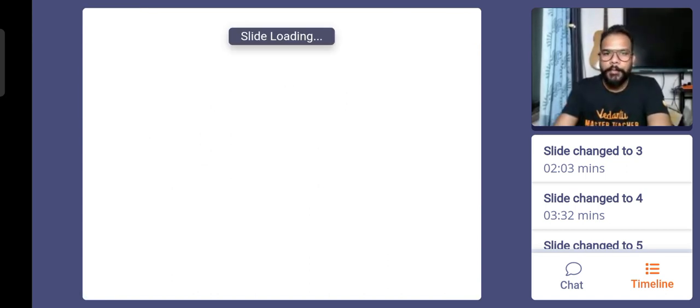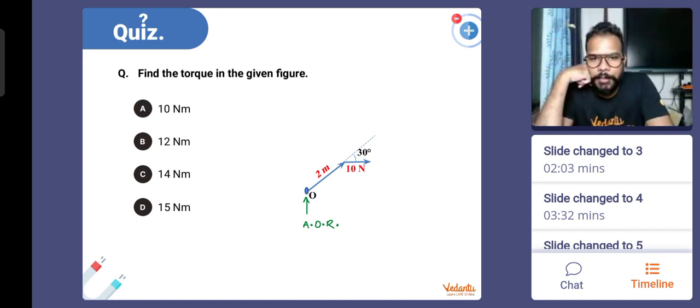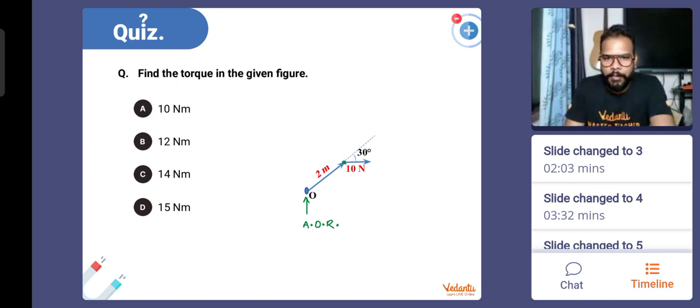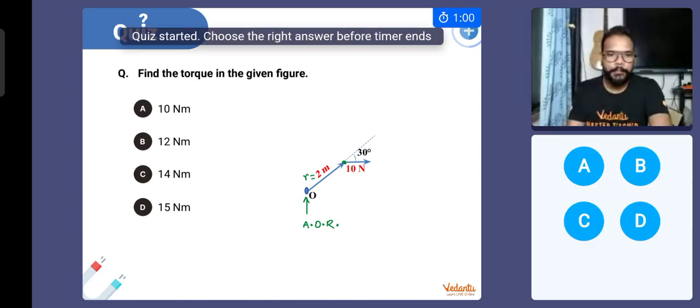One more before we start today's session. You have to find the torque in the given figure. We have an object, the axis of rotation is given, and this is where the force has been applied. The force is 10 Newton. The line of the position vector, if I extend it, makes an angle of 30 degrees. That means if I bring my force vector here, the angle between force and R vector is 30 degrees. R vector is 2 meters, force is 10 Newton. Find out the value of the torque. I'm giving you 60 seconds, and the time starts in 3, 2, and 1.